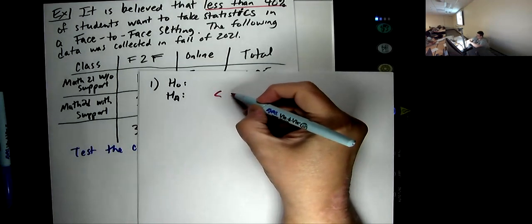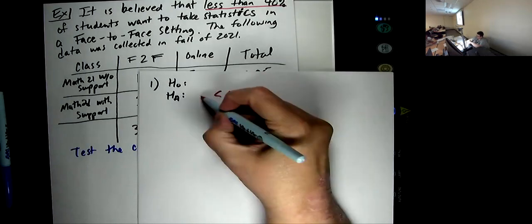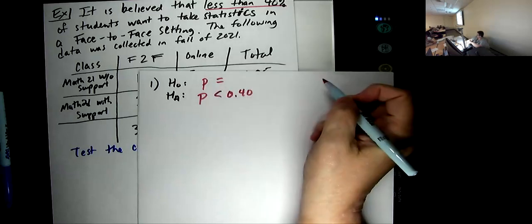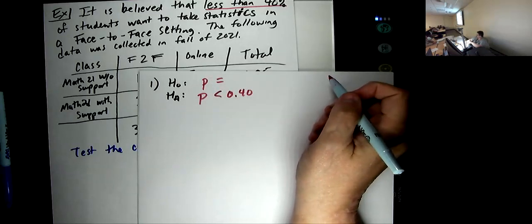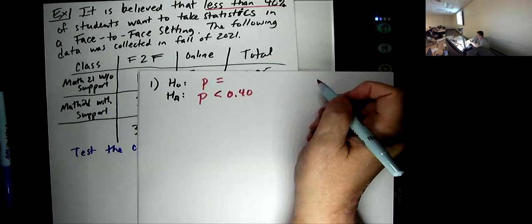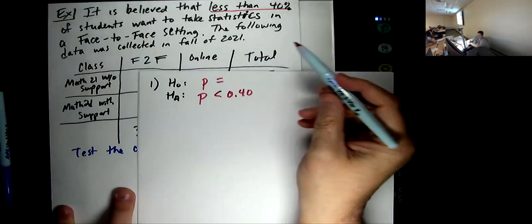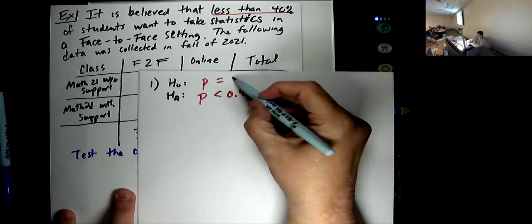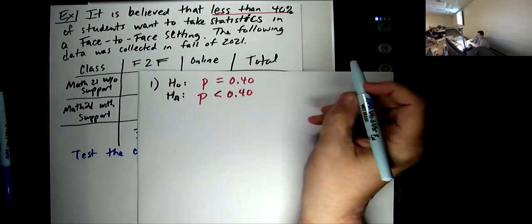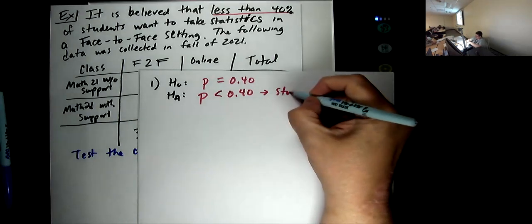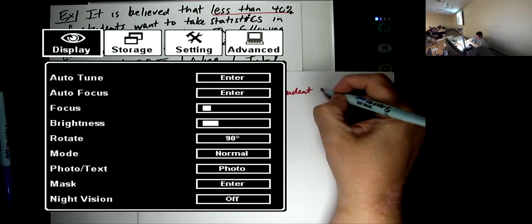Less than 40%, 0.40. This is a proportion, because H naught is always the equal sign. Usually they won't say the old information, but you can extrapolate it from what was being asked. So I'm using 0.40 as H naught, and this is students who want to take face-to-face.